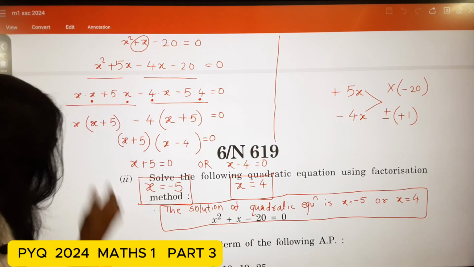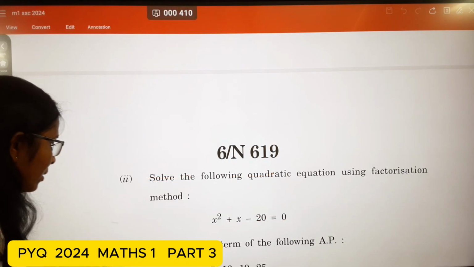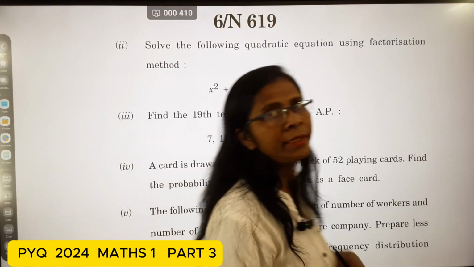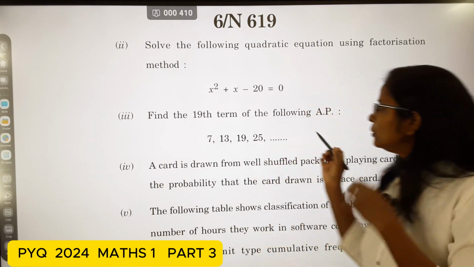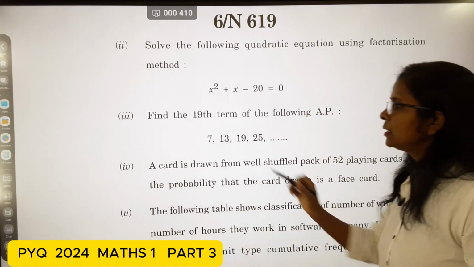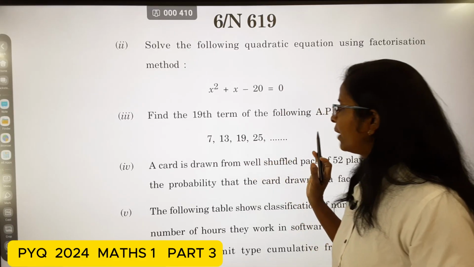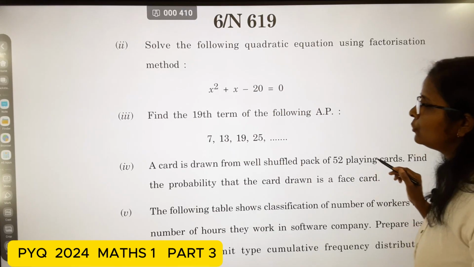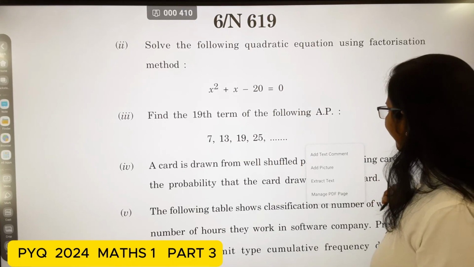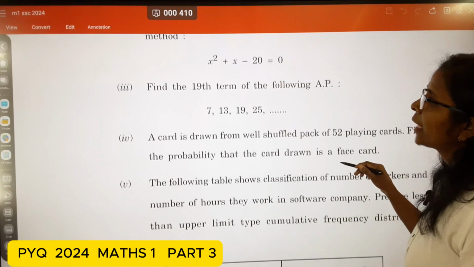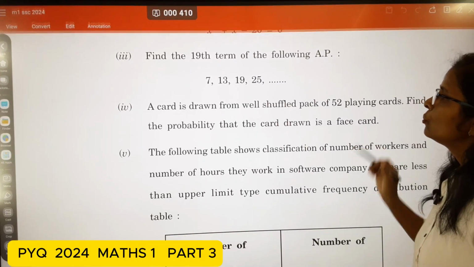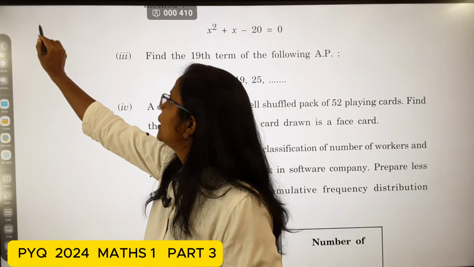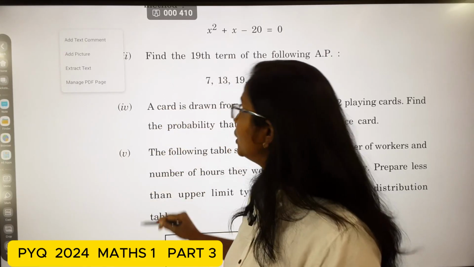Okay. Then the next one, students, next example is: find the 19th term of the following AP: 7, 13, 19, 25, up to 4 terms. Only 4 terms are given, and we have to find the 19th term. Okay. So now here students, the 19th term. So first we have to write down the given.